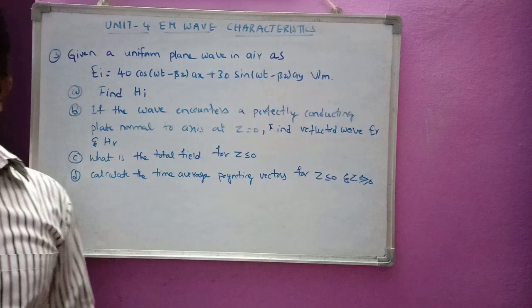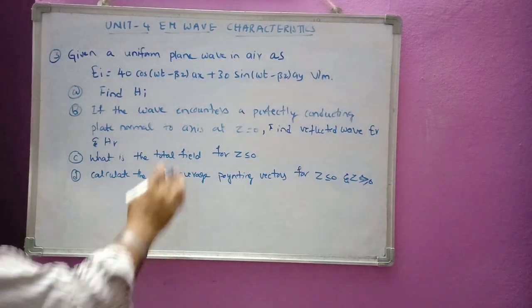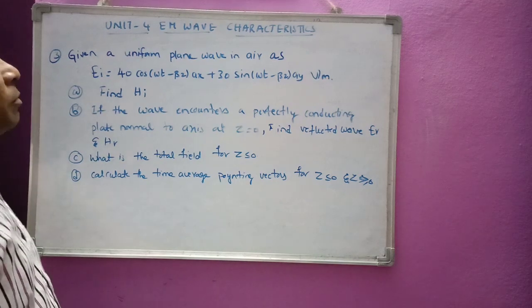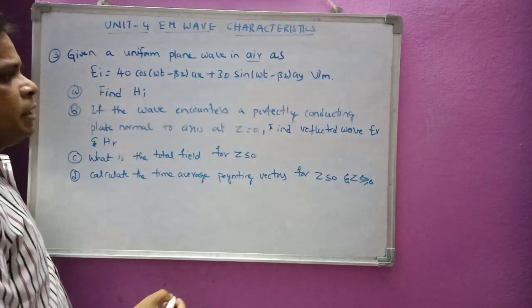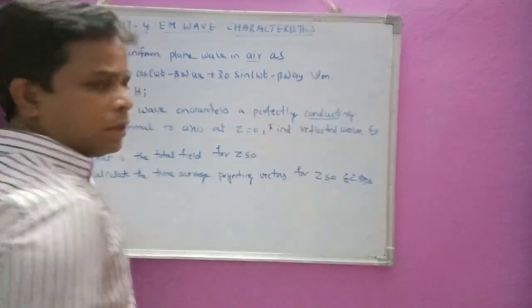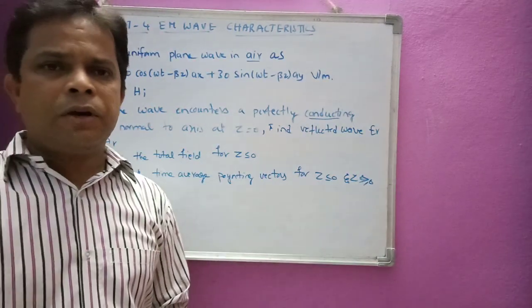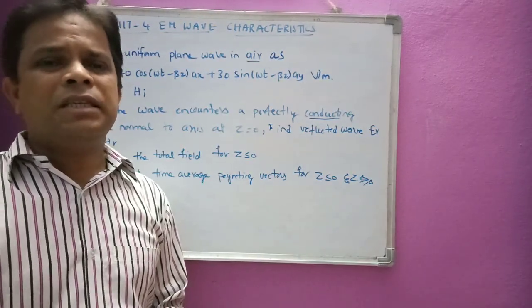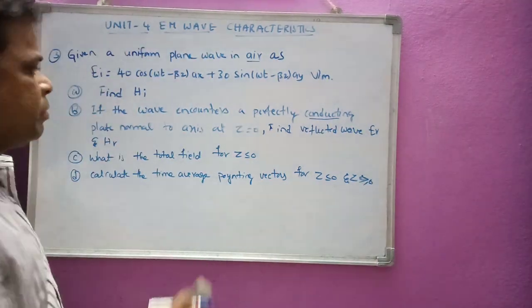So this is a very lengthy question. Hope you understood this one. Try to understand this question. He has given two mediums. One is the wave in medium one, which is air, and the other is a perfectly conducting medium that it is encountering. Here we have to understand what the mediums are first. If you understand the mediums, then it is easy to solve this type of problem. Now we will try to solve this one by one.